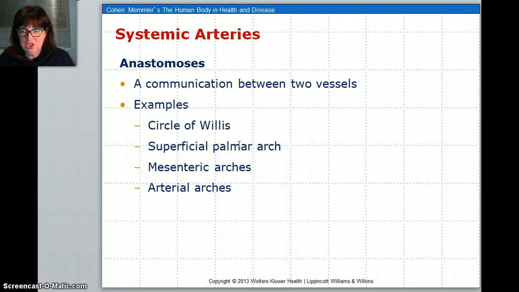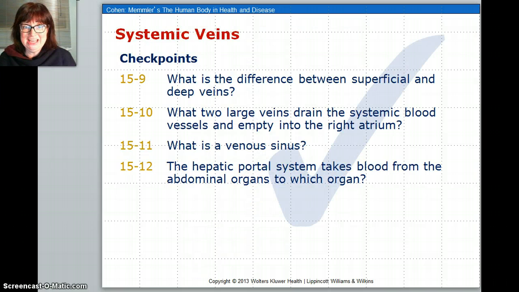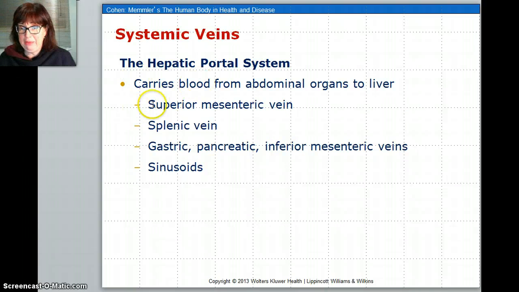The plantar arch, which is in your foot, mesenteric arches, which are in your mesentery, your guts, and your arterial arches. You don't need to know this list, but the reason is communication between two vessels. So this way there's more than one way to get blood there in case there's any sort of complication with it going one way. So there's a second path. Okay, now we have looked at systemic vessels. We've looked at the hepatic portal, which carries the blood from the abdominal organs to the liver.